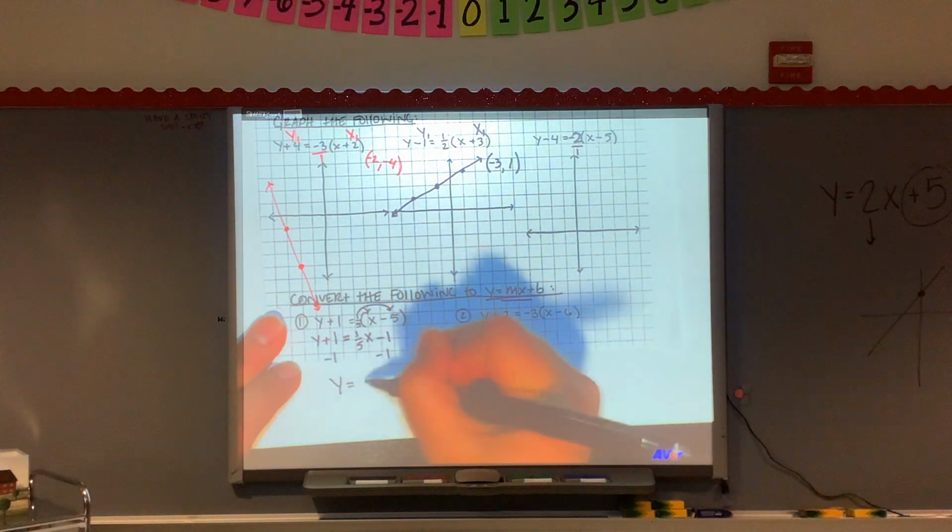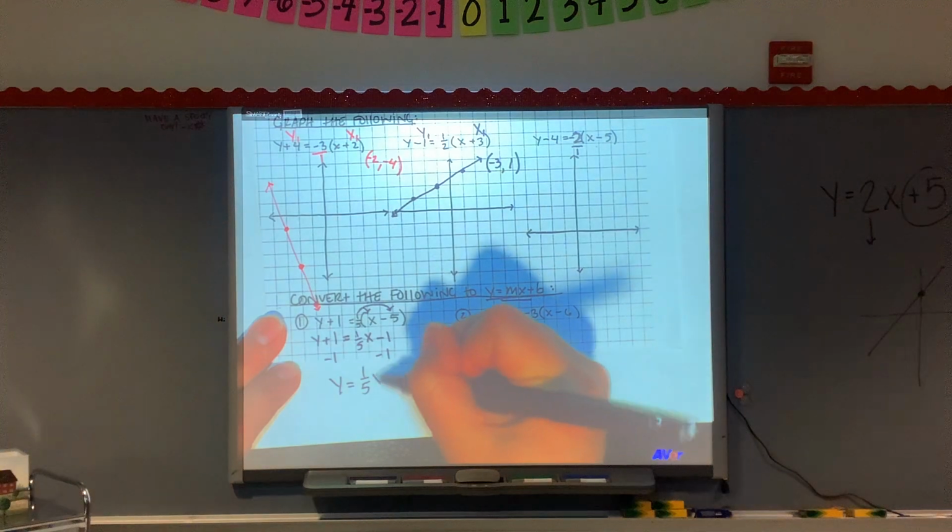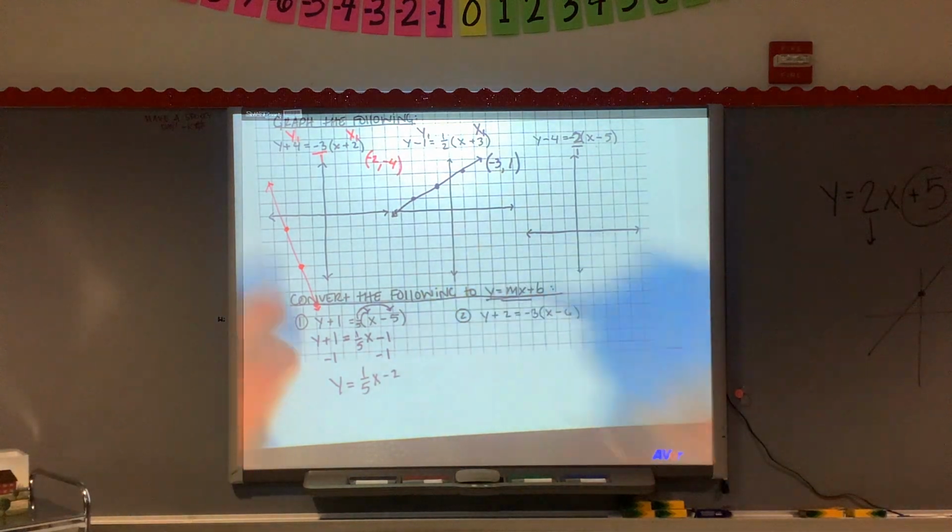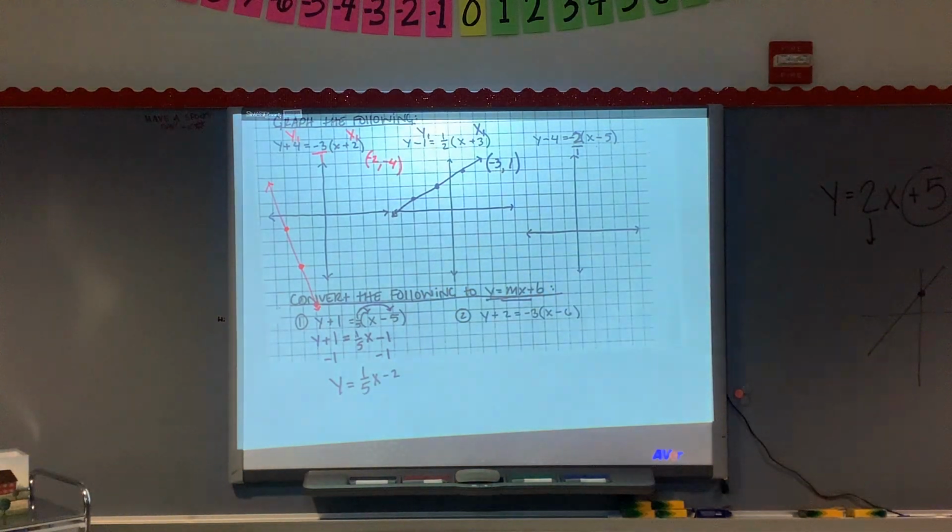And then I'm left with y equals 1/5x minus 2. And now it is in y equals mx plus b. They are the same line, just different versions, just different ways of writing them, different types of equations. All right, number 2 on that part is on you too. So go ahead and try these example problems and let me know when you're finished.